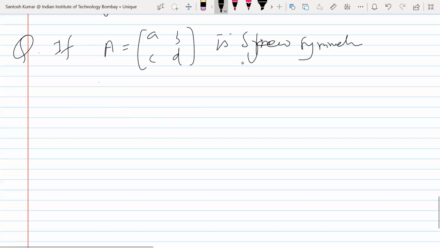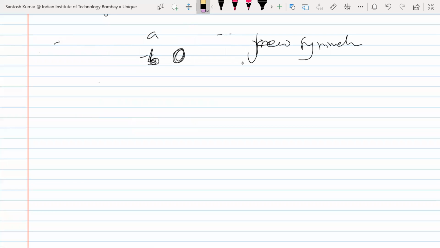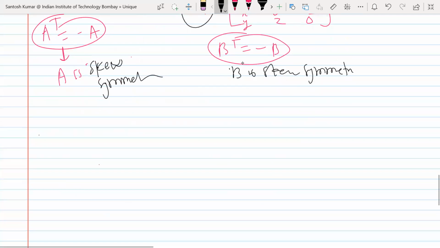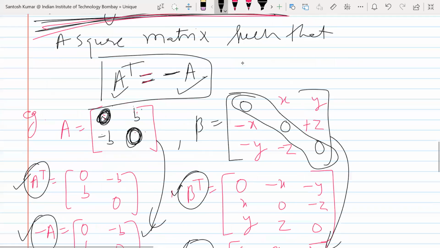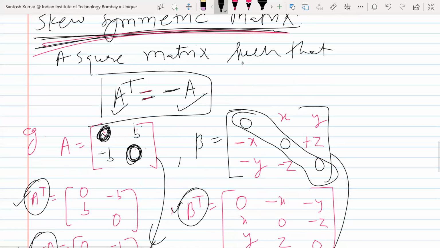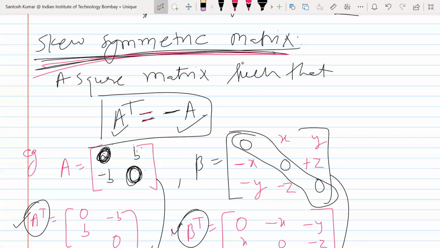So to make it skew symmetric, you have to make this 0 and C will be just the negative of B. So you can simply see and recognize whether it is symmetric or skew symmetric. In symmetric, the first row and first column will be identical, I mean the same. The second row and second column will be the same. The third row and third column will be the same.